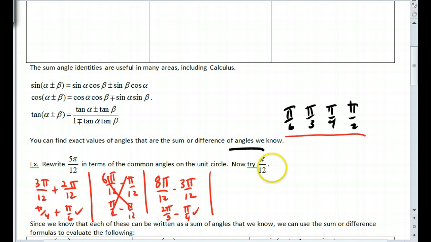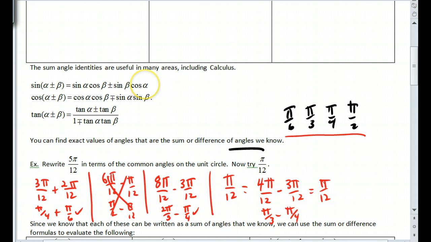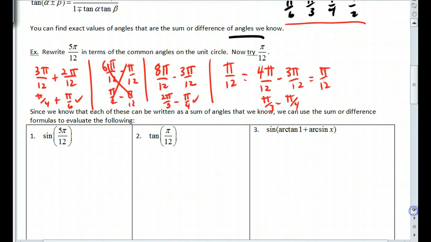Okay, what can I do with pi over 12? What does pi over 12 equal? Well, there's a bunch for this one too. The one that comes to mind for me is 4 pi over 12 minus 3 pi over 12, which gives me pi over 12. If I reduce these two, this would be pi over 3 minus pi over 4. If I take those two and plug it in here, then I can use this. Boom, I'll be able to figure out what cosine or sine of pi over 12 is. I hope you get that idea.